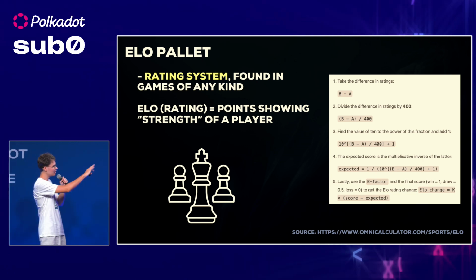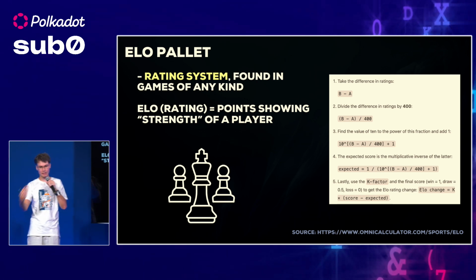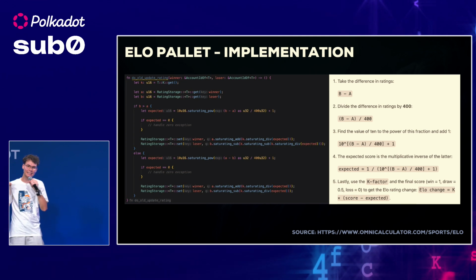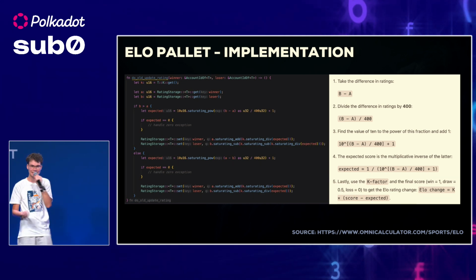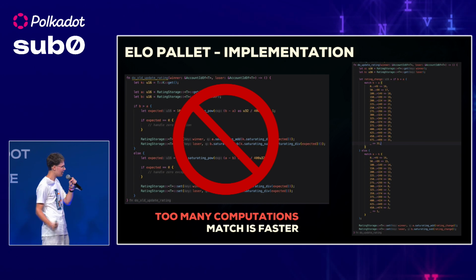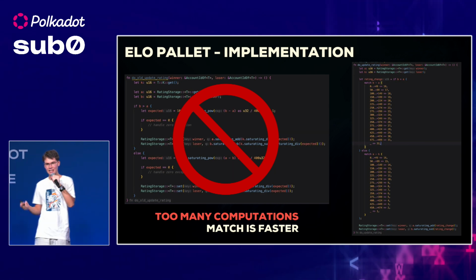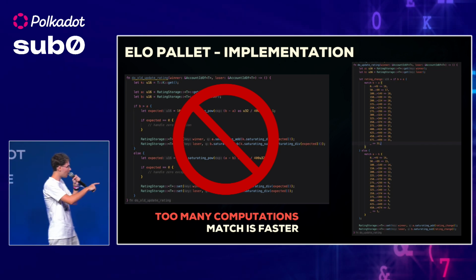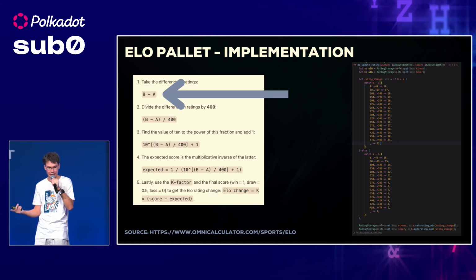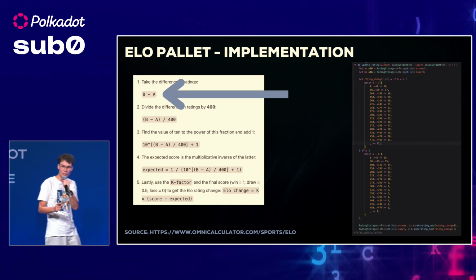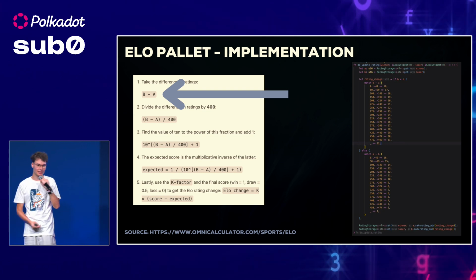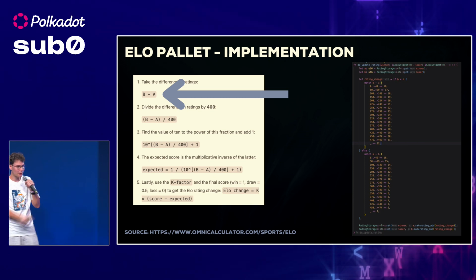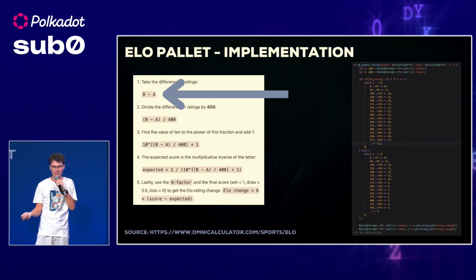And this is the equation that tells you the resulting difference after the match. And this equation can be very easily added to your sub0 code like this. But actually, this is wrong because it's doing too many computations and match statements are much faster. So if we look at the formula again, we can notice that there is only one parameter, and that's b minus a. So we can actually pre-calculate the values for all of those parameters, and it will run much faster.